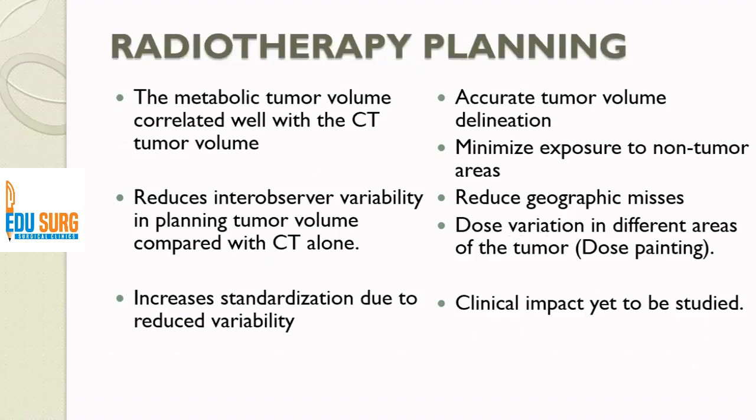This is a very new area in radiotherapy planning where metabolic activity of the tumor is used to guide the planning tumor volume prior to radiation therapy. This has shown to reduce inter-observer variability and enhances the standardization of the tumor volume marking. This will allow the radiation therapist to give higher dose to the area which is showing more metabolic activity and minimize the dose to surrounding tissues and non-tumor areas.